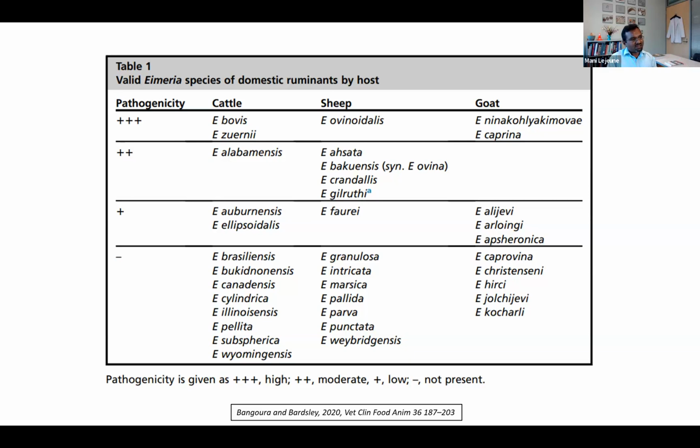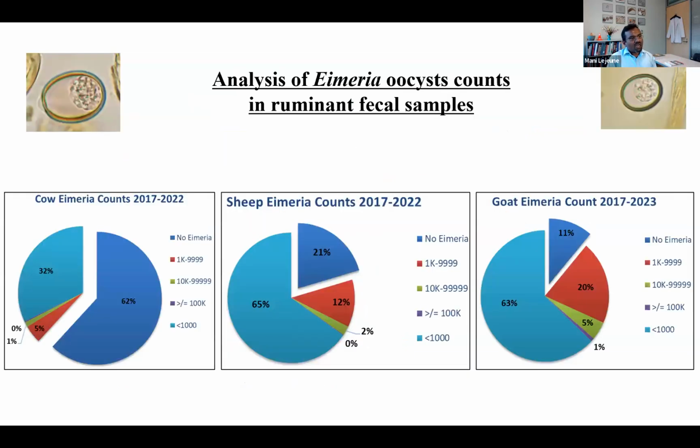We don't have as solid evidence on what the cutoff for treatment is. But what I did in my lab was go back over the last 5 years, pull up all our test results, and figure out how many oocysts we normally detect in different hosts. For example, in cattle, I would say 62% of our samples, we do not see any Eimeria at all. Compared to sheep, where it's 21%, we don't see Eimeria, and in goats, it's only 11% with no Eimeria.